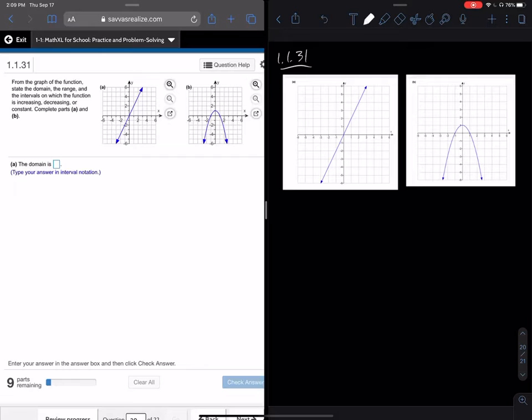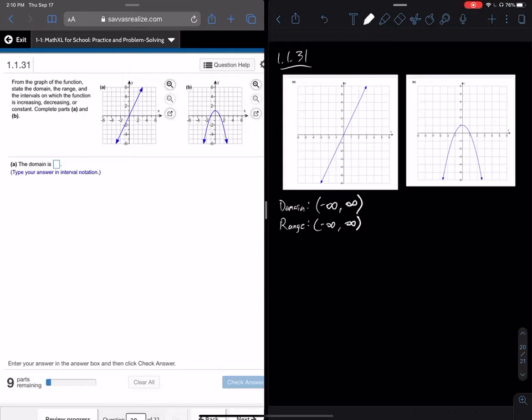So the first thing we're looking for is the domain, and we're going to want to write these in interval notation. So we have a linear function that goes forever down and left and forever up and right. So x values can be anything. So my domain is going to be negative infinity as my minimum and positive infinity as my maximum. Now the range, kind of the same idea we already mentioned. It's going to go up forever and down forever. So my range is also negative infinity to positive infinity.